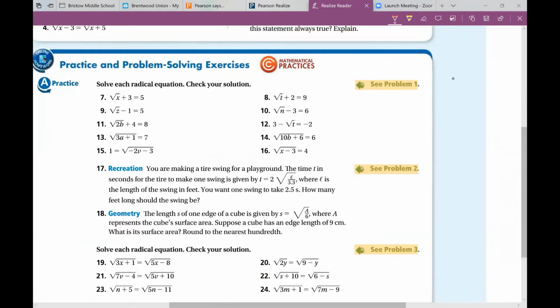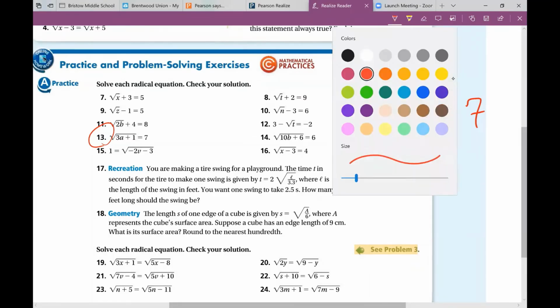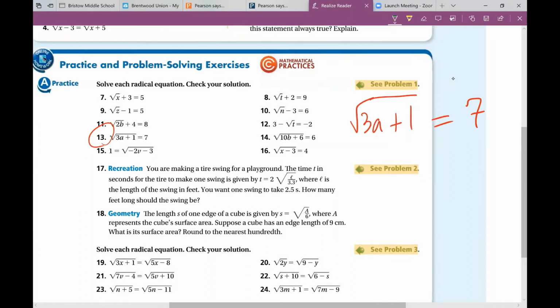Let's do one that's a little more complicated, which is number 13. For number 13, you have a few items underneath the radical sign. And you'll notice that next to the radical sign on the same side of the equation, there is nothing else that I need to get rid of. So our first step would just be to square each side of this problem to get rid of the radical sign. So I'm going to square and square.